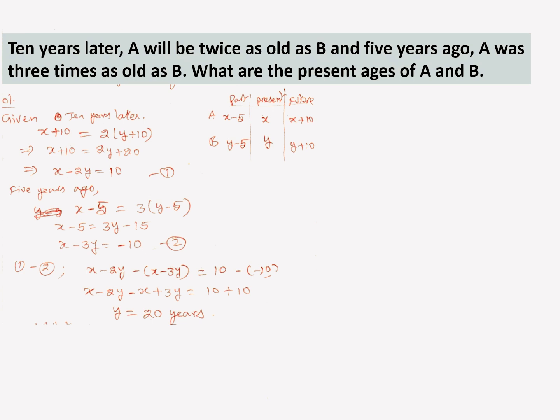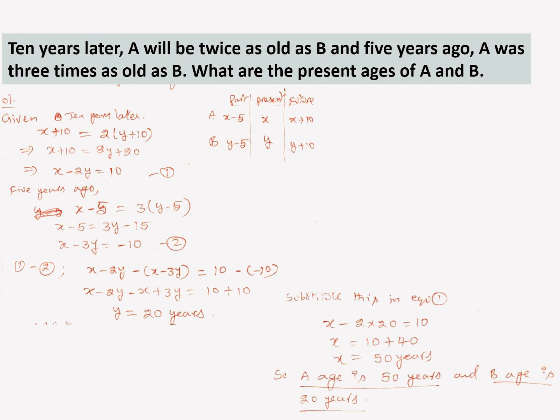So x cancels. Now you have here minus 2y plus 3y, that equals 1y. So y equals 10 plus 10, 20. So the y value is 20 years. Now you got the y value. So now you can substitute the y value in either the first or second equation. Then you will get the x value.